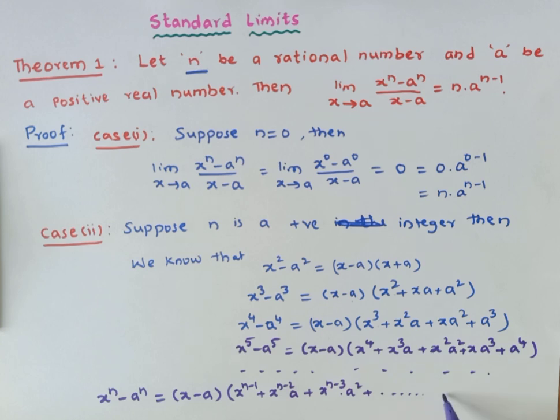So the last but one, that will end with x, right? x into a to the power of n minus 2. And the last is a power n minus 1. See here you can observe x powers are decreasing to 0, a powers are increasing, a power 0, a power 1, a power 2, a power 3, like that, and up to a power n minus 1 only. So this is the x power n minus a to the power of n value.